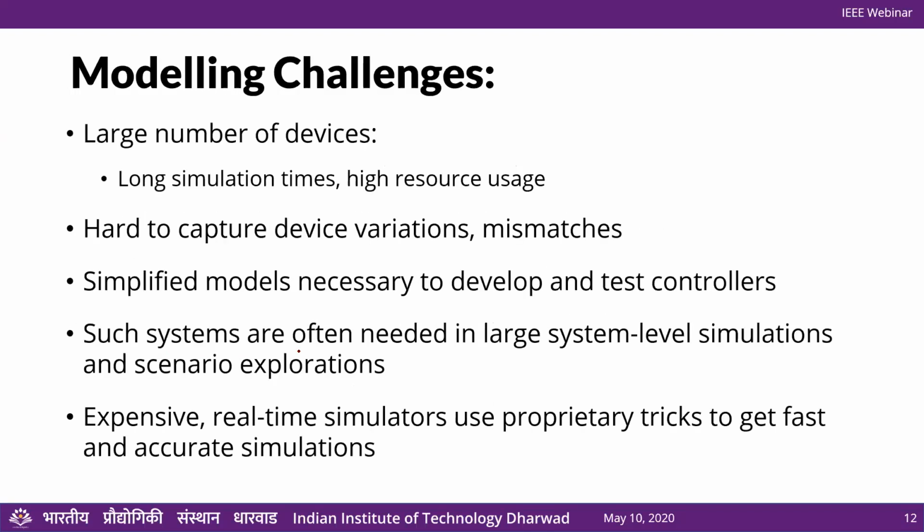Now, let's look at some of the modeling challenges. So a topology that is this complex, first of all, has a large number of devices. And to simulate it in switched mode, meaning switched models, on a regular desktop, it takes long simulation time and needs a lot of resource usage, a lot of memory, and so on. It's very hard to capture things like device variation, mismatches between modules, and things like that in normal simulation models. When you want to test controllers, when you want to develop control schemes, it becomes necessary to have some sort of a simplified model or some sort of an abstracted averaged model in order to be able to do that.